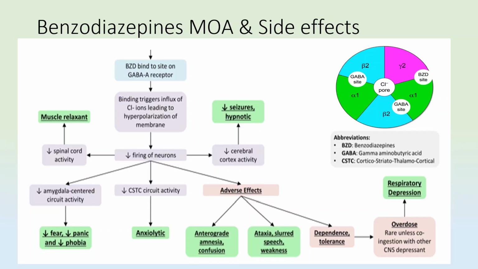Anterograde amnesia, convulsion, ataxia, slurred speech, weakness. It can also cause dependence, tolerance, and overdose, which will cause respiratory depression, though it is very rare, but it might also cause respiratory depression.